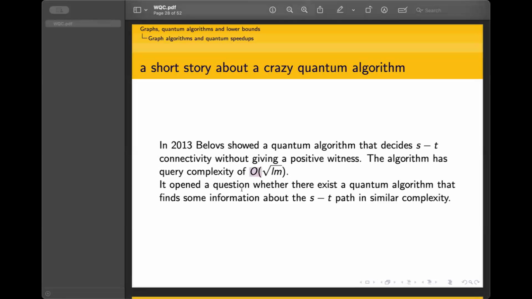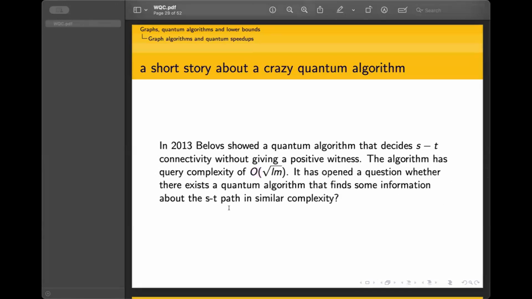Ever since that work, it has been an open question whether there is some algorithm that can find some information about the path. So that it can decide the ST connectivity, maybe, and output something else. We would like to learn something about the path in similar complexity. And for a long time, people couldn't find anything. There was no indication that you can find any information about the ST path in similar complexity.